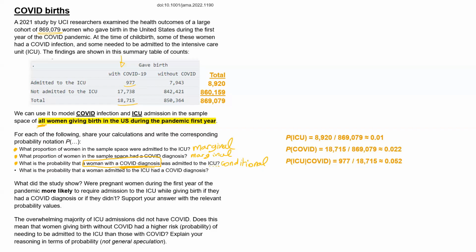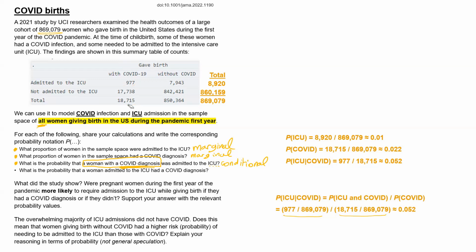You can also think about that in terms of probability equations, right? The conditional probability of ICU given COVID will be equal to the probability of ICU and COVID divided by the probability of COVID. So in the numerator, ICU and COVID, that would be the 977 out of the table total. In the denominator, that would be the column total for COVID, so the 18,715, again, divided by the table total. As you can see, the two table totals simplify, and we're left with 977 out of 18,715.